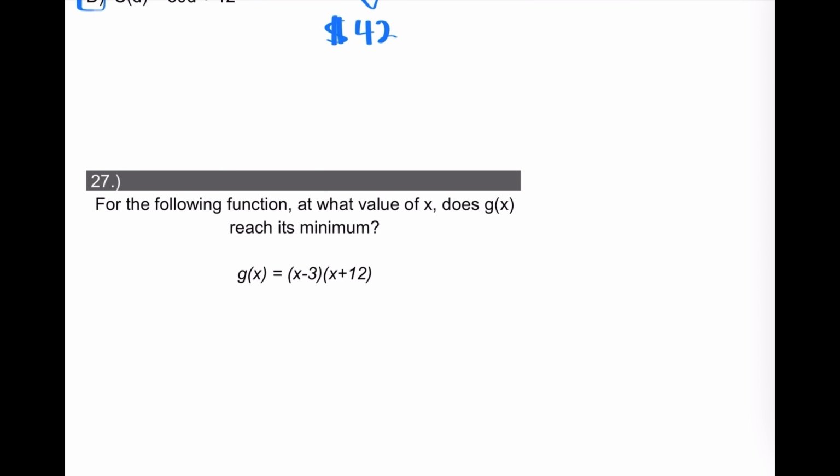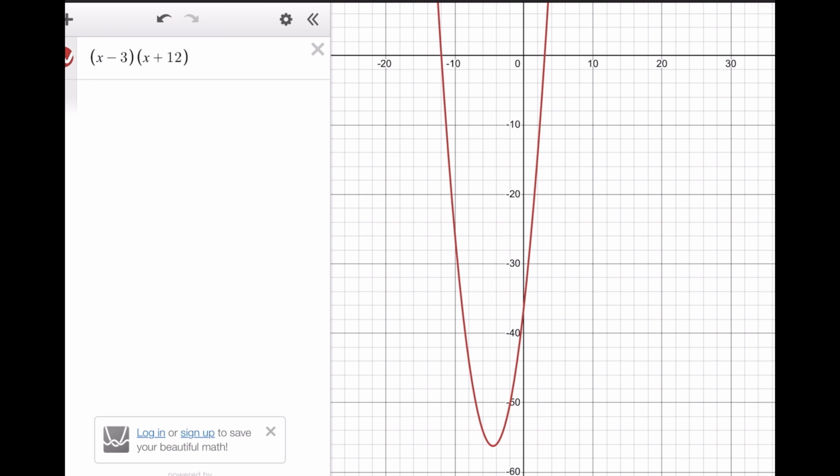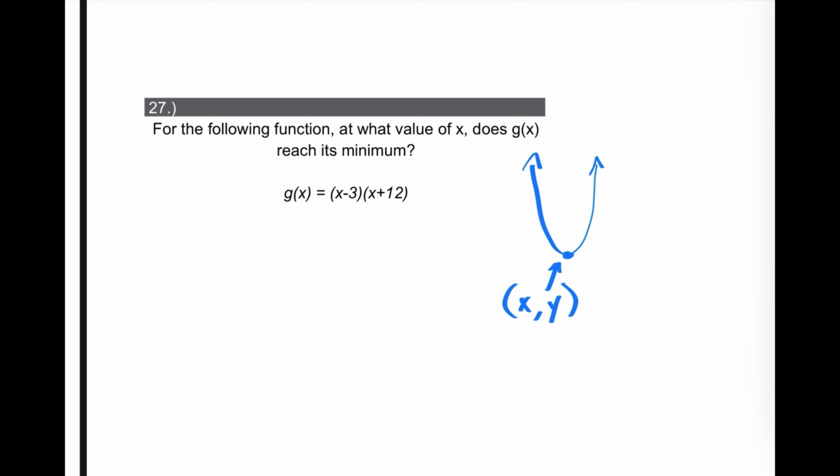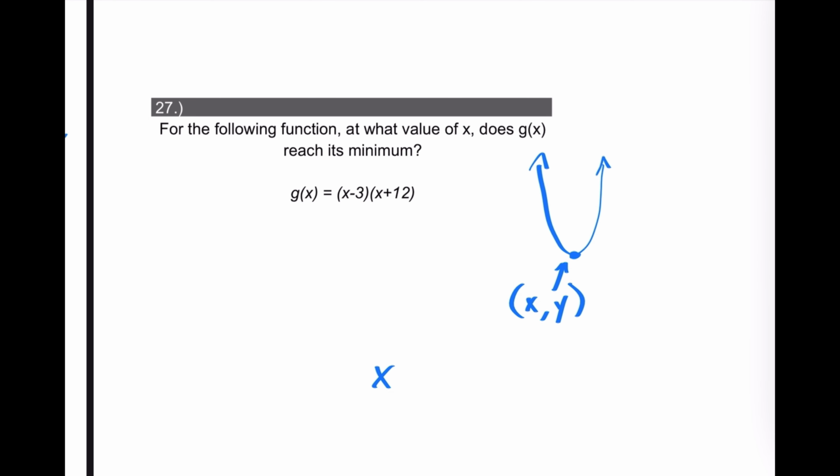And last but not least, for the following function, at what value of x does g of x reach its minimum? This is a quadratic. So you're going to have a parabola. And basically, we're wondering at what point this would be the minimum. Okay. And so that's going to have an x value and a y value. I would punch that into Desmos and let's see what we have. On entering it, I have my graph there. I'm going to just zoom in on there and notice that I have two values. The x value is actually what I would want to type in. Not the whole coordinate, but I would just want to say x equals -4.5.